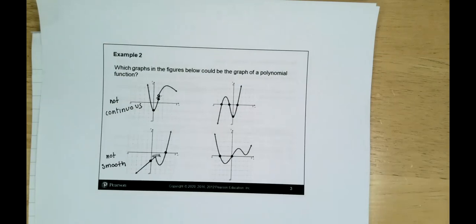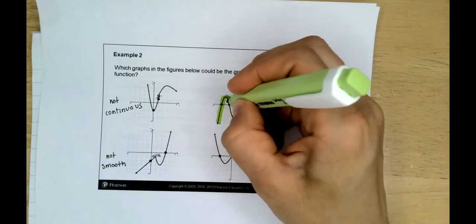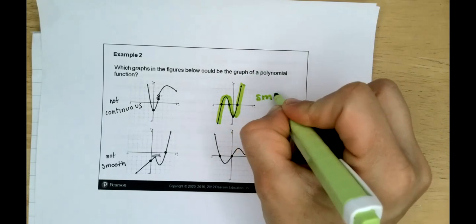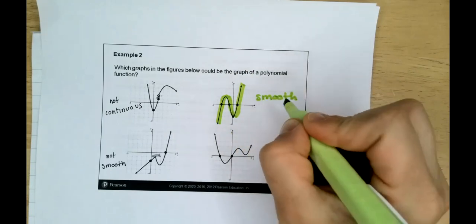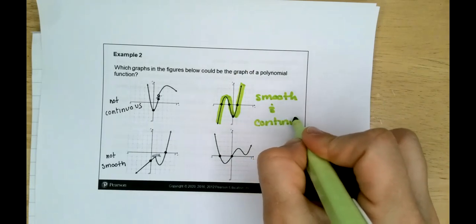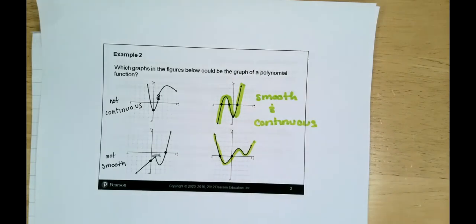But over here, if I just try to draw it, it's a pretty smooth arc. So I would call this smooth and continuous. Again here, smooth and continuous.